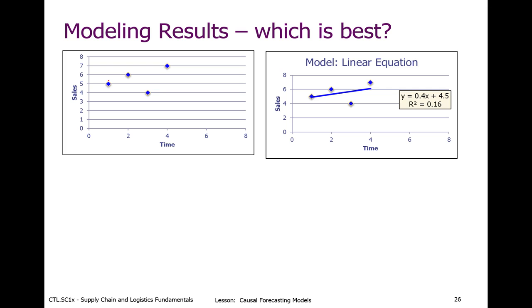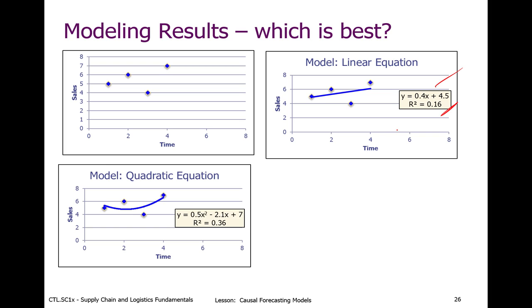So here's a linear model. You can see I did a quick regression just with those 4 points, and I come up with this equation that y, sales, is equal to 0.4 times x, that's the time period, plus 4.5, and had a very low r squared, 0.16. But I could improve upon this and enter a quadratic equation. Again, it's just linear in the parameters, so it's fine. And I get 0.5x squared minus 2.1x plus 7, and I get a slightly better r squared. So my goodness of fit goes up.